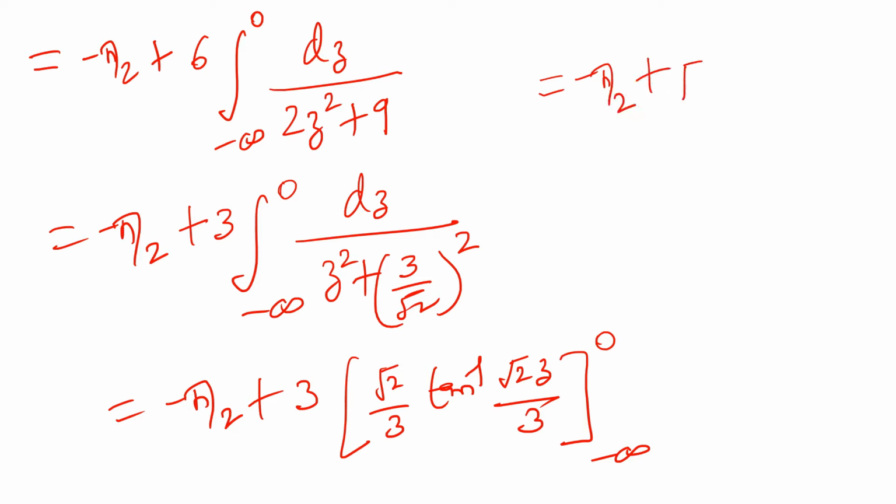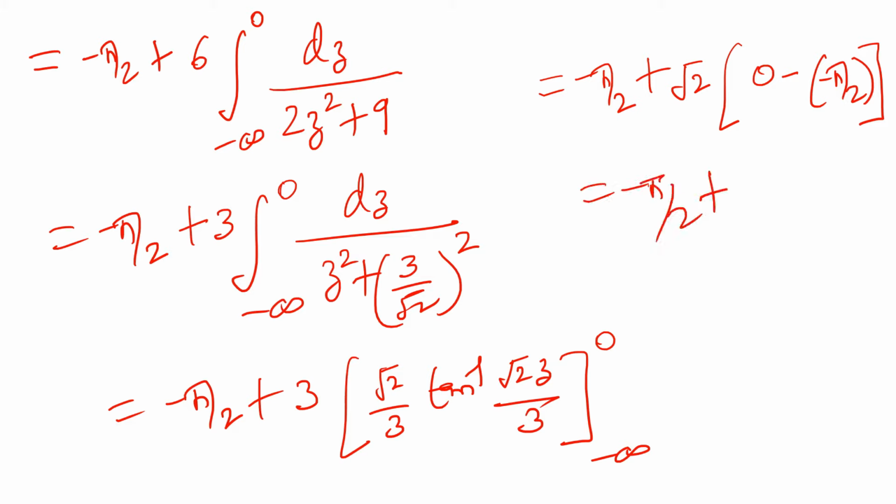3 will cancel out. It will become root 2 outside. And when we put the limits, first of all we'll be putting 0. So it will be tan inverse 0, which is nothing but 0, minus tan inverse minus infinity. Now, tan inverse minus infinity is what? It is minus pi by 2. Fine. So we'll be having minus pi by 2 plus pi upon root 2.